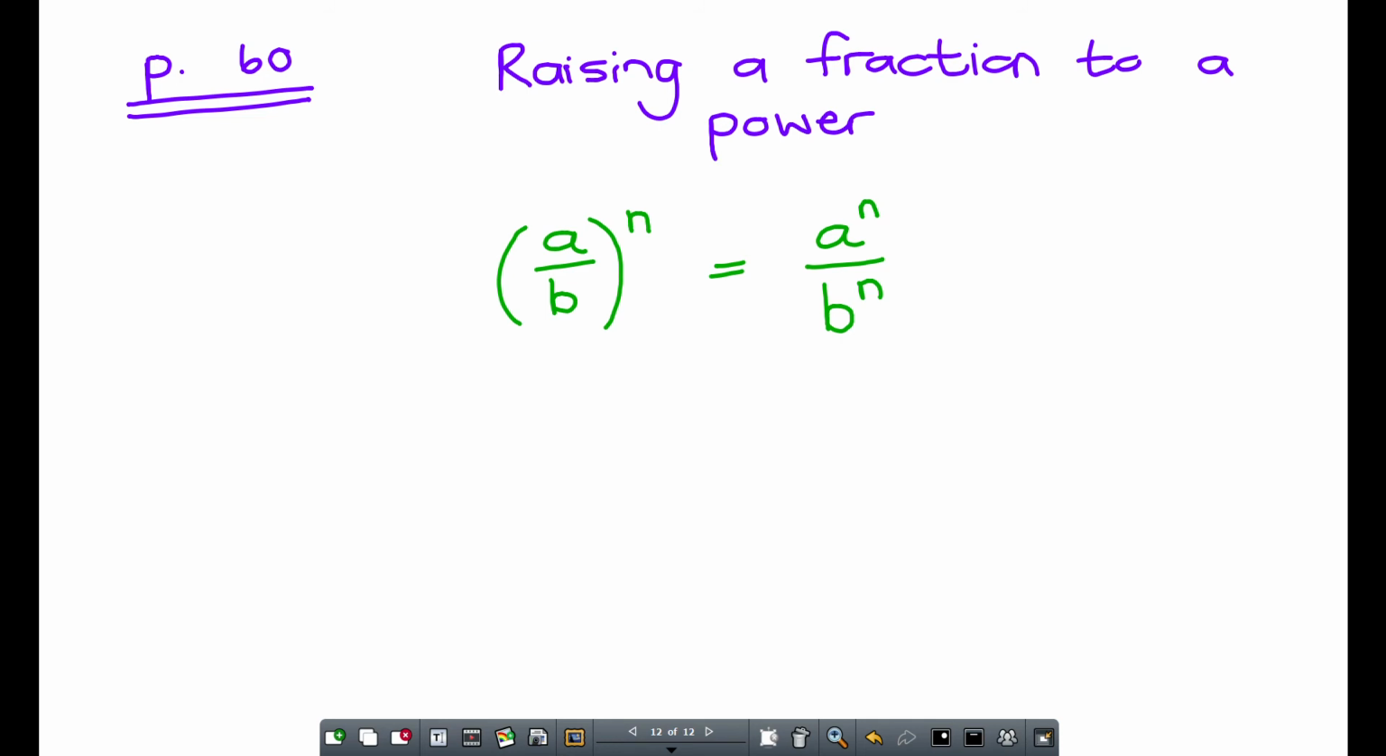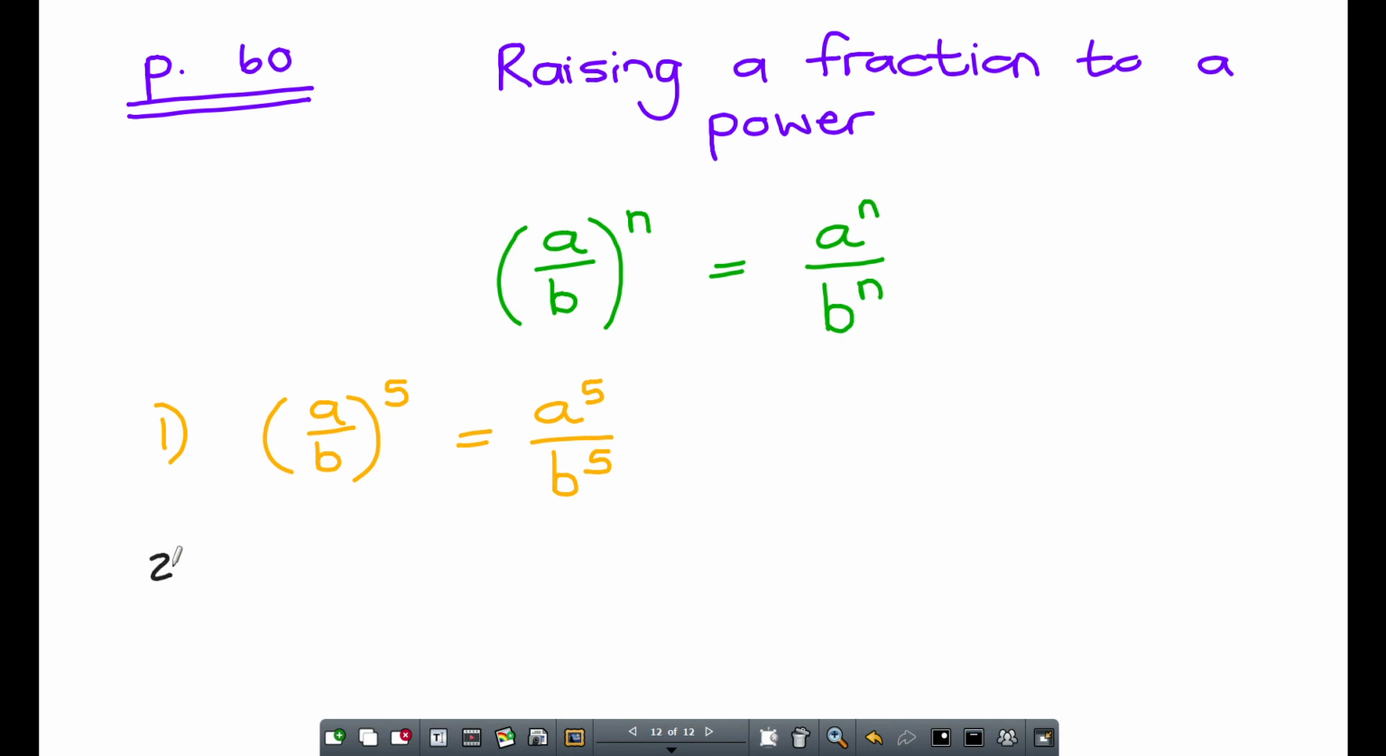Now, be careful. I can also give it the other way around. I can give you a to the power of n over b to the power of n, and then you should know that it's the same as putting the fraction in brackets and then saying to the power of n. Okay, so you must be able to do it both ways. So let's look at an example. A over b to the power of 5. That will be a to the power of 5 over b to the power of 5. Okay, pretty simple. Let's look at another one.